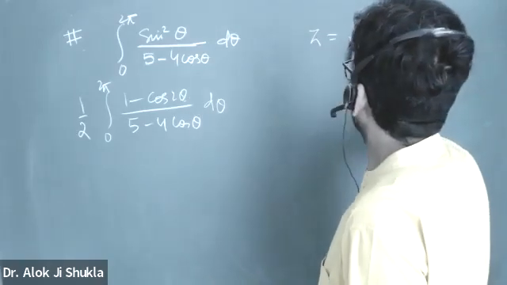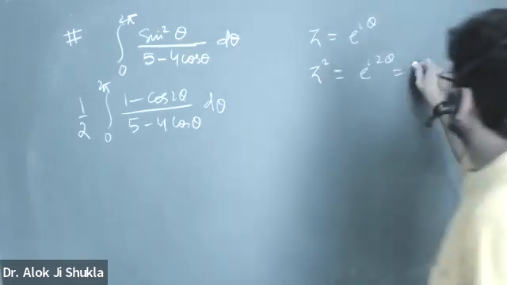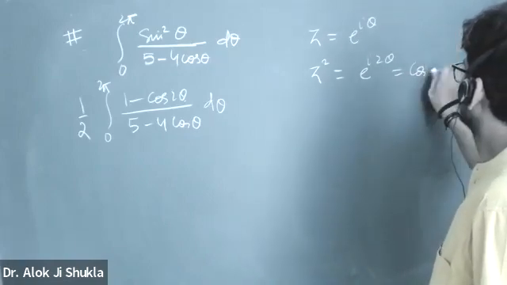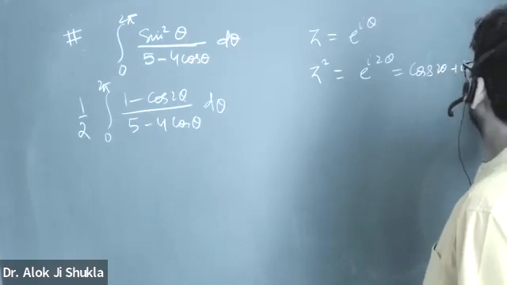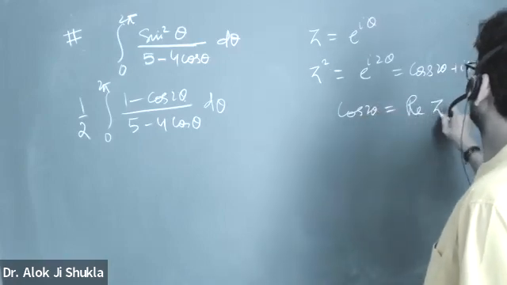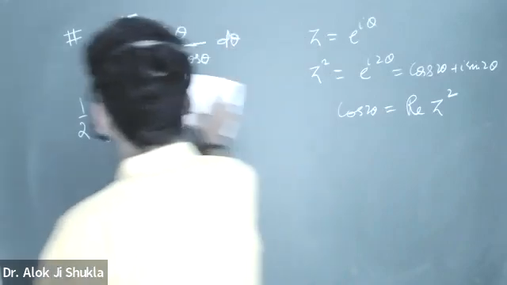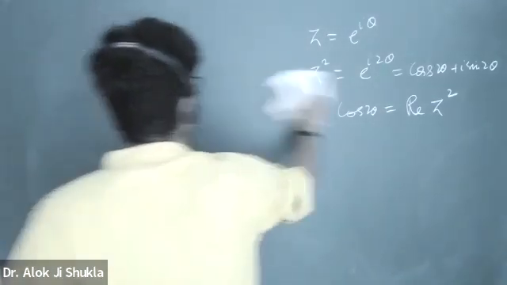Because z is e to the power i theta, so z square is e to the power i 2 theta, which is actually cos 2 theta plus i sine 2 theta. So that means if I want to write cos 2 theta, it will be just real of z square in this case. Okay. So similar way we can solve many questions.